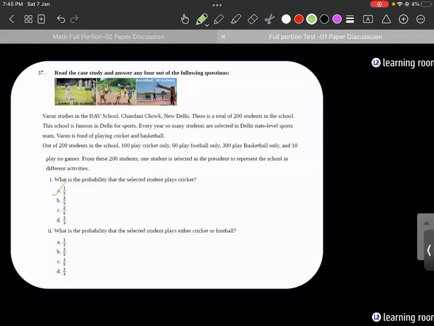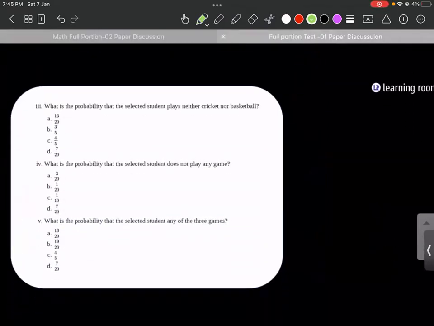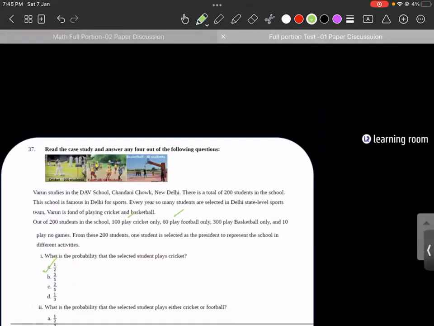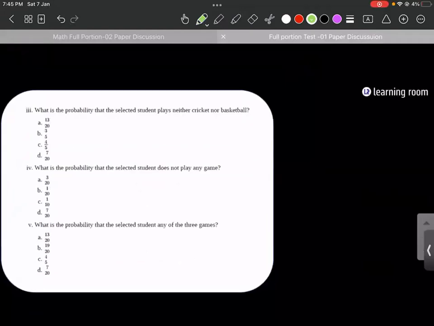1/2. What is the probability that the selected student plays either cricket or football? 4/5. It is 160 divided by 200, which is 4/5, correct? What is the probability that the selected student neither plays cricket nor basketball? So they should play football or no games. So it should be 70, 7/20. What is the probability that the selected student does not play any game? 10 out of 200, 1/20.